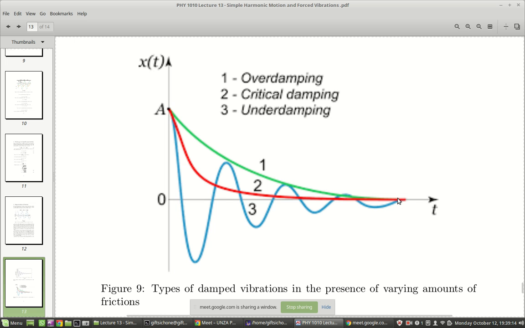Sir, yes. Kindly repeat the types of damping. There are three types of damping.